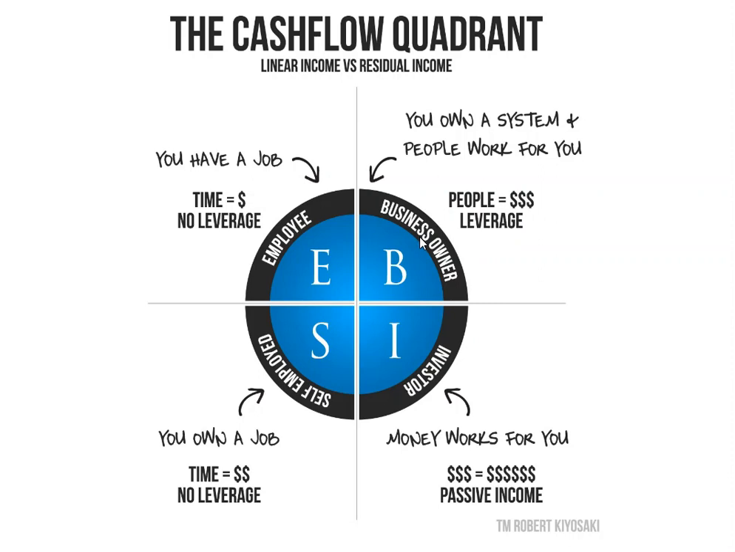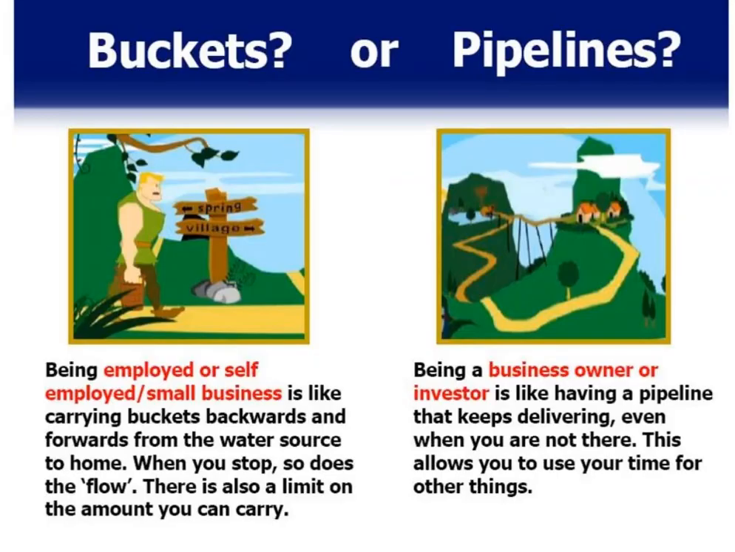The simplest way I've ever seen this explained, especially visually, is this concept of bucket income or pipeline income. Let me take you out to a place where around the bend there's a fresh water source, but you're back in the village and you need to figure out how to get that water back to the village. There are 2 ways to go about it. Some people are going to be employees or self-employed, and being employed, self-employed, or having a small business is like carrying buckets backward and forward from the water source to home. When you stop, so does the flow.